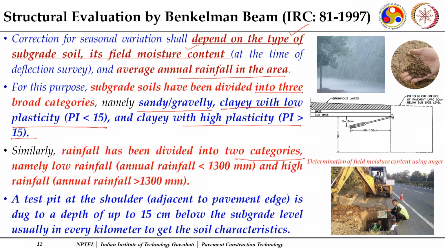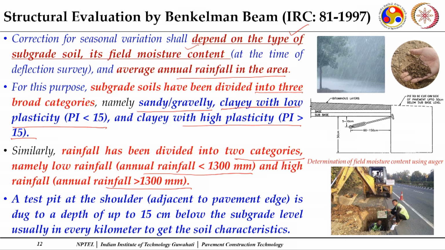For rainfall, again 2 categories are there. One is when the annual rainfall is less than 1300 mm, and the second is when the annual rainfall is more than 1300 mm. So, for these 3 combinations of soil and 2 combinations of annual rainfall, moisture correction or seasonal correction factors have been given by IRC 81. To work this out, you need to have the soil sample to check its characteristics, whether it is a sandy soil, a gravelly soil, or a clay soil, and what its plasticity index is.